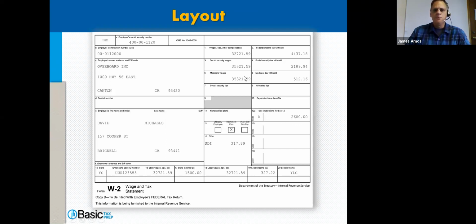Well, this tells you why there's a difference. If I was to take $35,321.59 and subtract $2,600 even, I get the amount of taxable income, which is $32,721.59. Does that make sense, guys? We're now starting to tie together what we started with this.